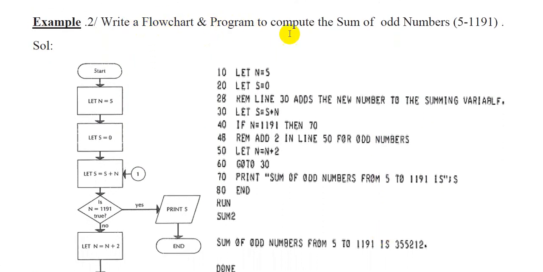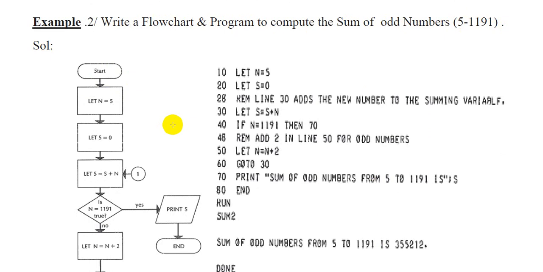Example 2. Write a flowchart and program to compute the sum of all numbers, or the sum of all digits, from 5 until 1191. The flowchart as well as the source code representation will be as follows, as you can see.